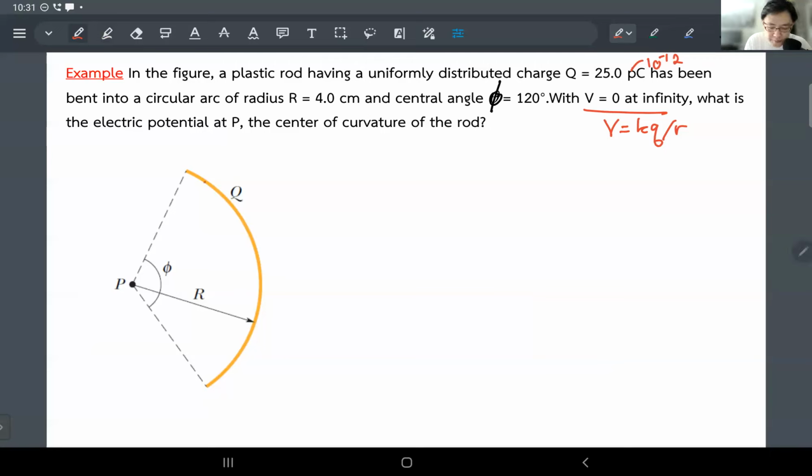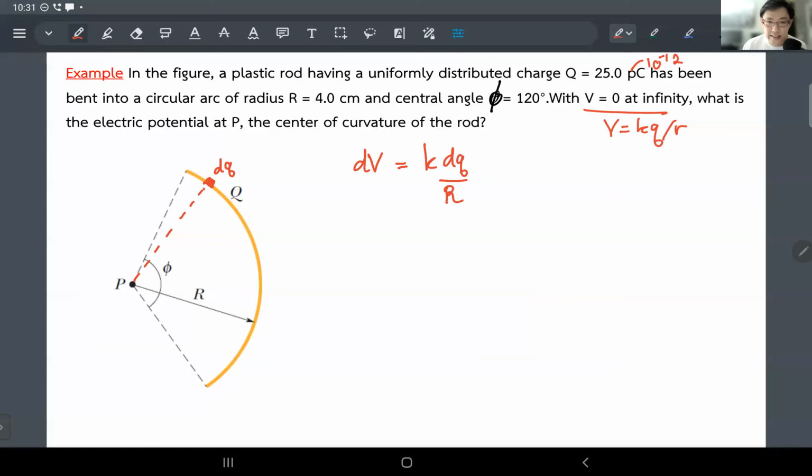You can slice out a tiny piece of charge, dQ, on that rod. That tiny piece of charge will generate potential at P, let me call it small v, because the charge is tiny, equal to k times dQ divided by the distance. The distance is going to be the radius of the arc. Cool?